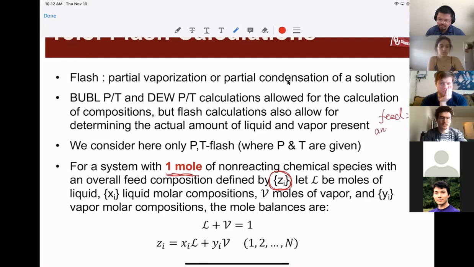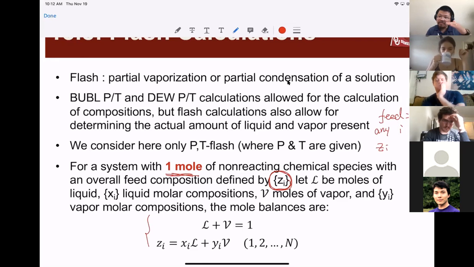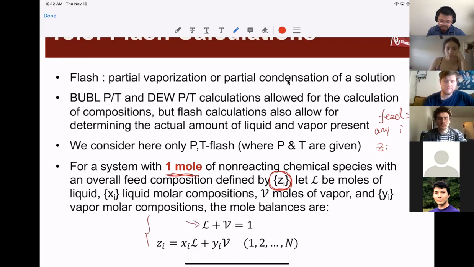Then for any component, for any I, we have this Zi. Zi is the overall molar fraction of a component I. So we need to have the molar fraction out of the liquid phase, out of the vapor phase, in order to understand the Zi. So that is defined by the two equations over here. So now if we have the feed and we know that we try to have the flash, we are going to have the phase splitting. So now we are going to have the liquid and the vapor. So that is the liquid mixture. And of course, that is a vapor mixture.